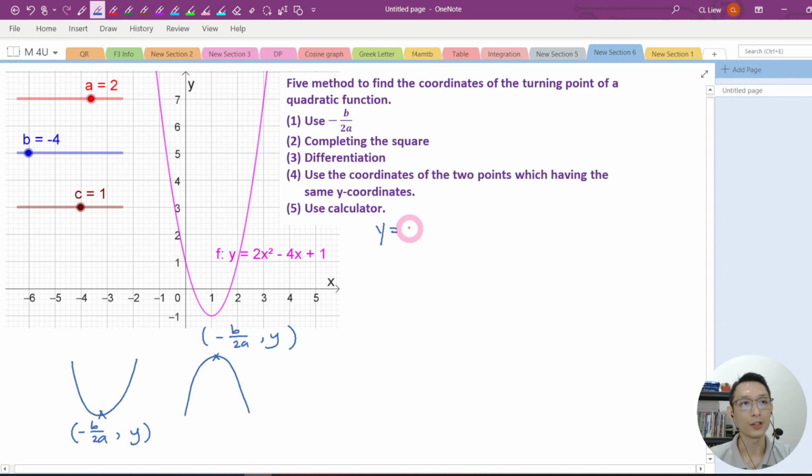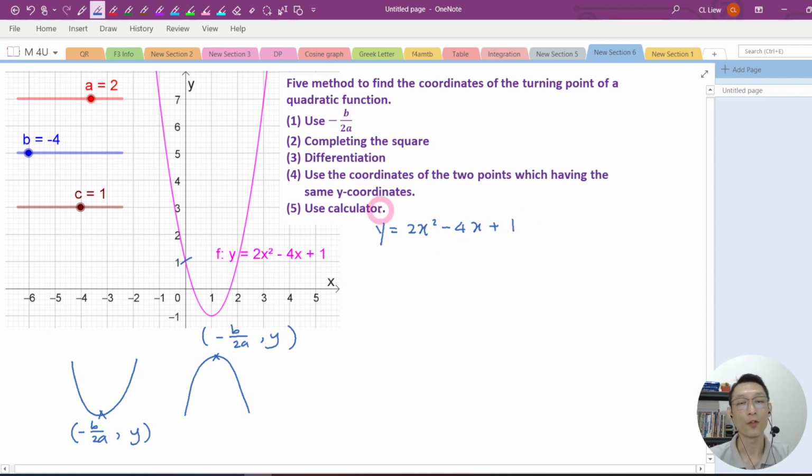Now, y is equal to 2x squared minus 4x plus 1. The x squared has a positive coefficient, this means that the graph is actually a smiling face, or we can call it concave up. And the positive 1 here tells you that the y-intercept is positive 1.